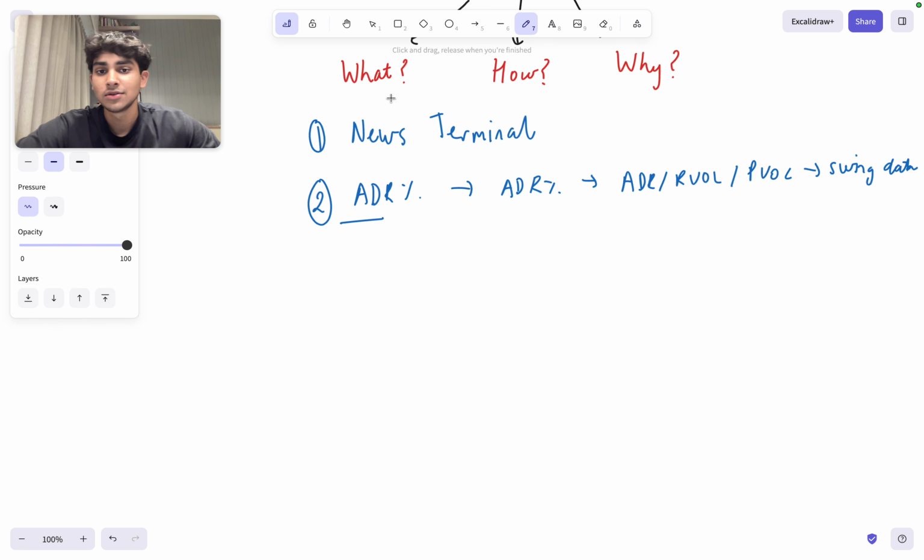What do I use it for? I use it to understand what exactly is the average movement of a stock. How do I use it? Simply just using the TradingView indicators. And why do I use it? I use it because it helps me understand what is the average range of a stock, right?